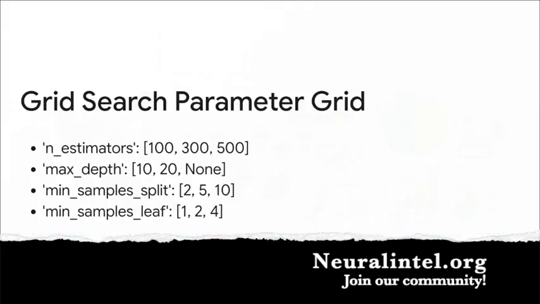So we don't guess, we get systematic. You define a grid of settings you want to try out, just like this example here, and you let a tool like Grid Search CV do the heavy lifting. It will methodically test every single combination, using cross-validation under the hood, to find the absolute best setup for your specific data. It turns tuning from a black art into a proper engineering discipline.